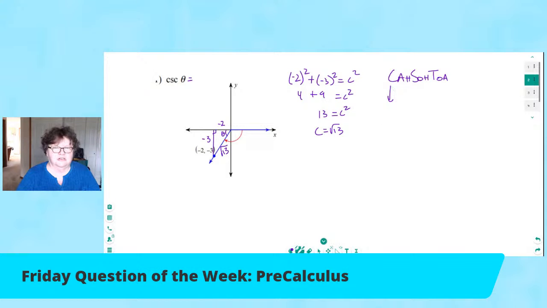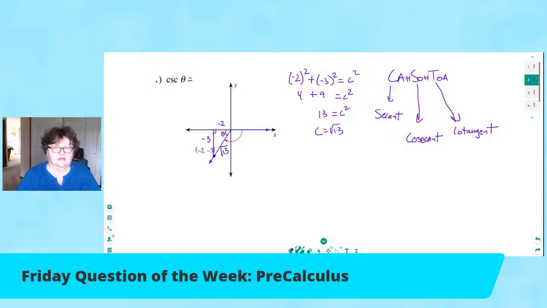And so what you have to remember is what the reciprocal functions are. So the reciprocal function to cosine is secant. And the reciprocal function to sine is cosecant. And the reciprocal function to tangent is cotangent. And so reciprocal, obviously, we're just talking about flipping it.